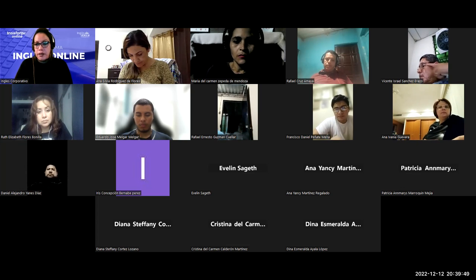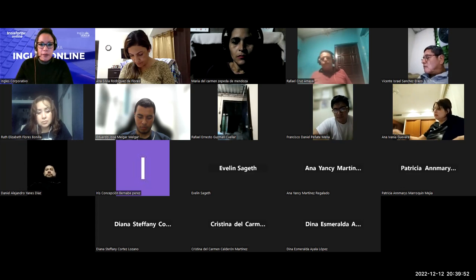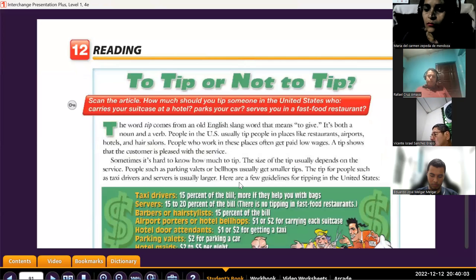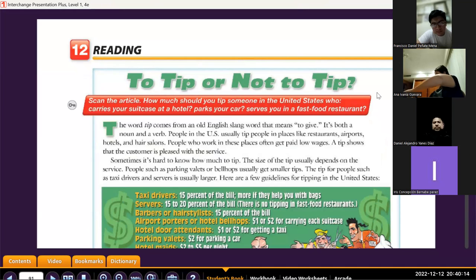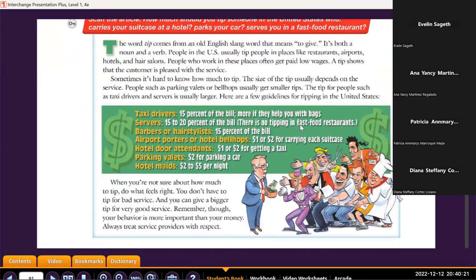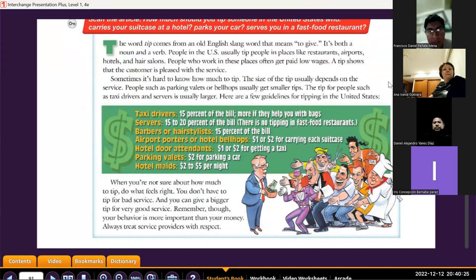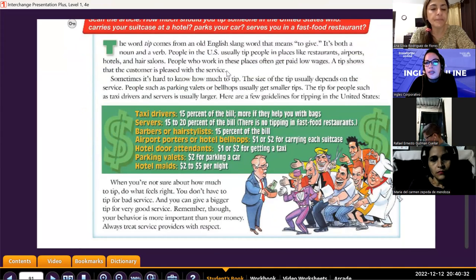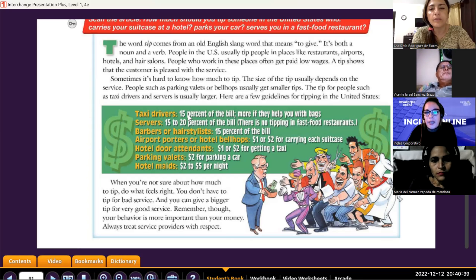Okay. Well, we're going to continue with the reading exercise that we have. So let me share here because I can make it bigger. The reading says, this is the topic, to tip or not to tip. Okay, we're going to read here. Volunteer to read the first part of the paragraph until this period where it says service. Anna Silvia, thank you so much. Okay, you will continue. Let's start, Anna Silvia, and then Vicente, the second paragraph.